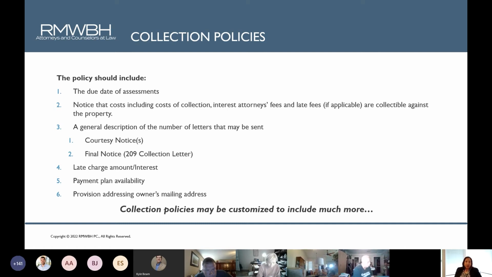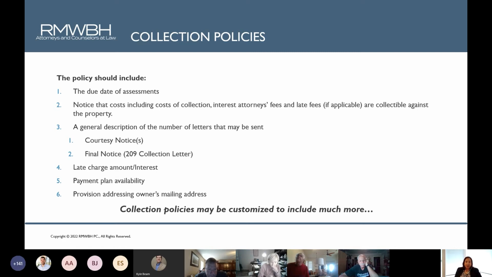What's really important for property owners associations is that the assessments are often secured by a lien against the property. You want to make sure that that is stated in the collection policy so that homeowners understand that the association has a right to potentially foreclose against the homeowner on that lot in order to recover its assessments.